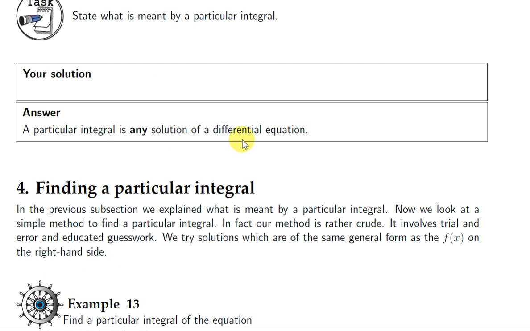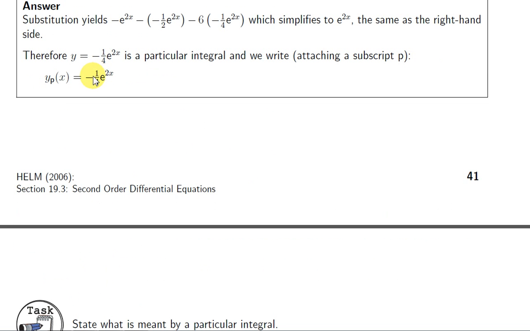So a particular integral is any solution of a differential equation. Notice that we don't have an arbitrary constant in it.